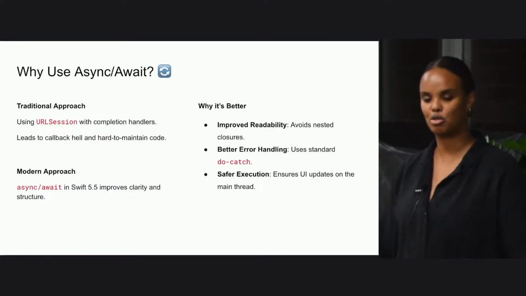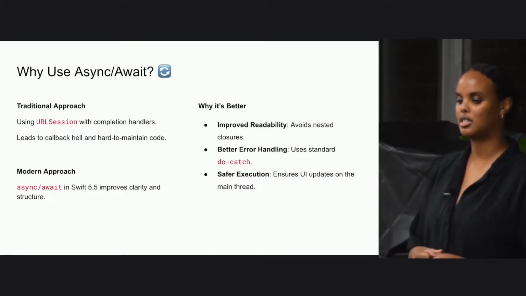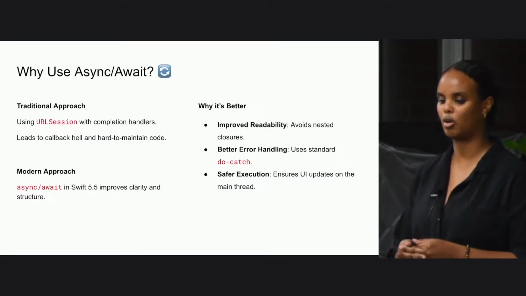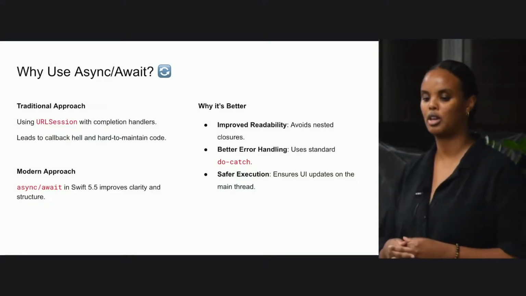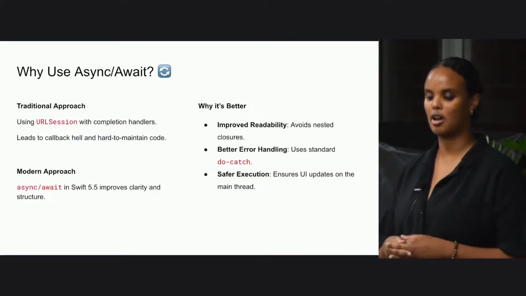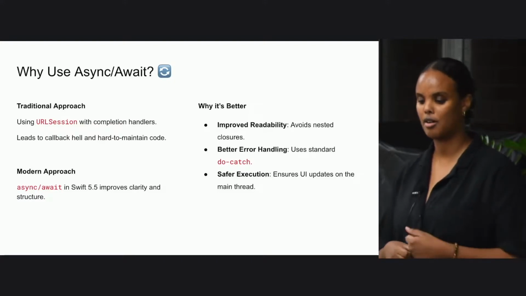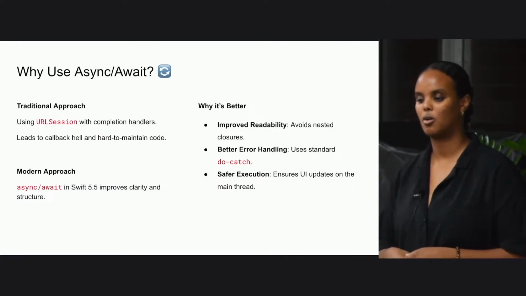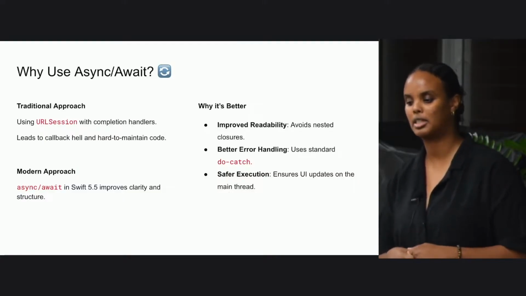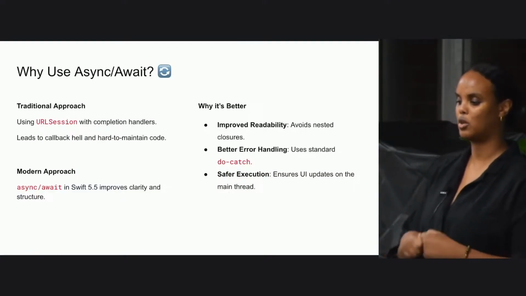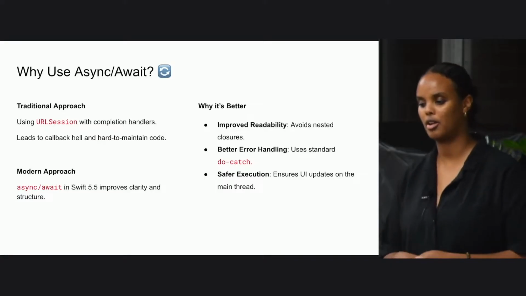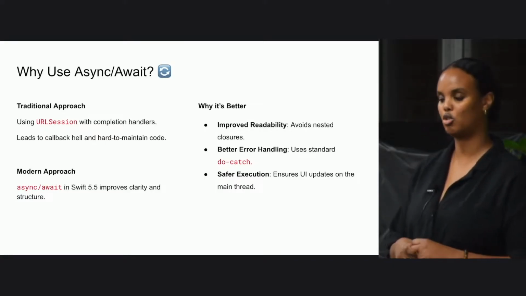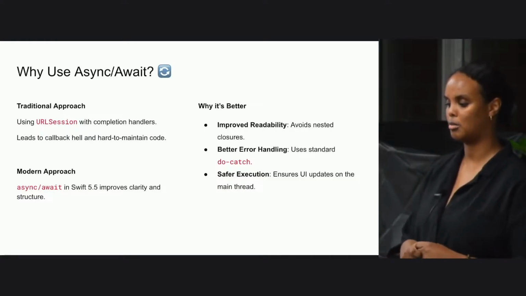And we would use URL session, and this unfortunately leads to callback hell, and it leads to hard to maintain code. The modern approach would be to use async await, which was introduced in Swift 5.5 and improves clarity and code structure. Why is it better? It improves readability, it avoids nested closures, there's better error handling, uses standard do catch blocks, and safer execution. So it ensures UI updates on the main thread.